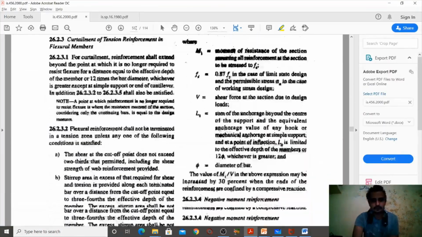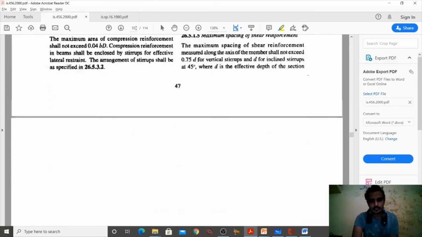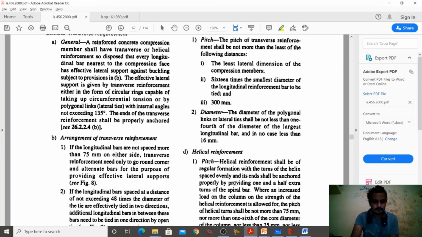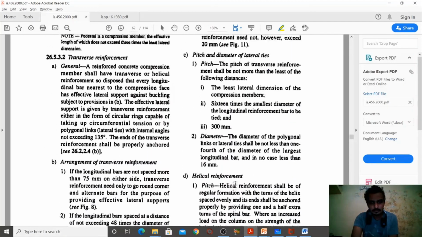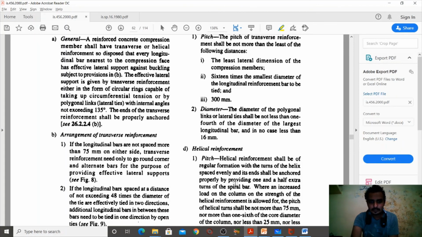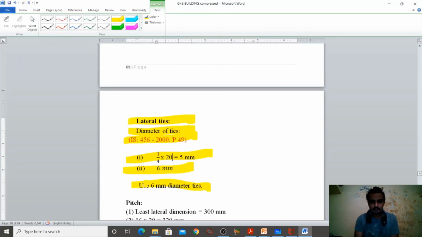Transverse reinforcement: the diameter of the polygonal link or lateral ties shall be not less than 1/4 of the diameter of the largest longitudinal bar, or in no case less than 16 mm. Okay, so use 6 mm diameter ties here.